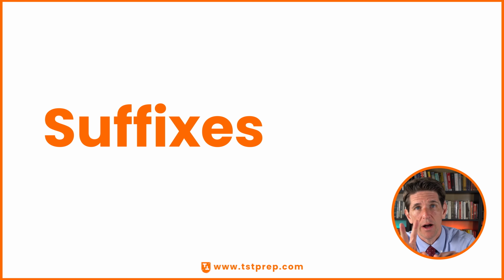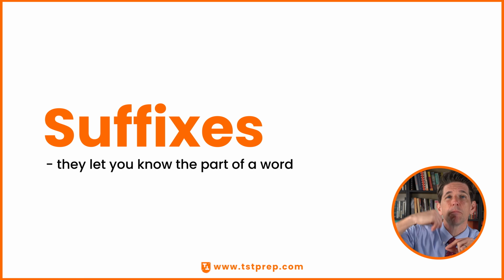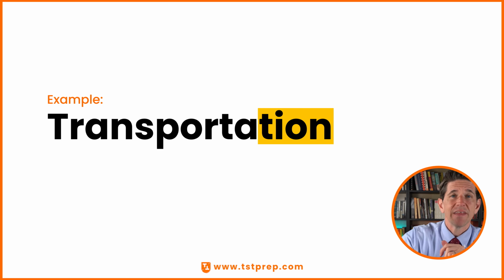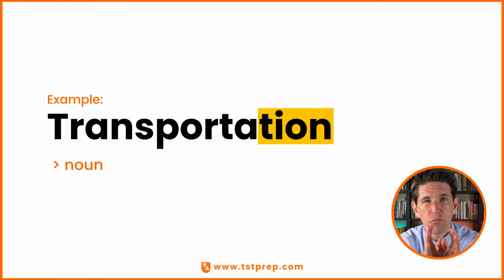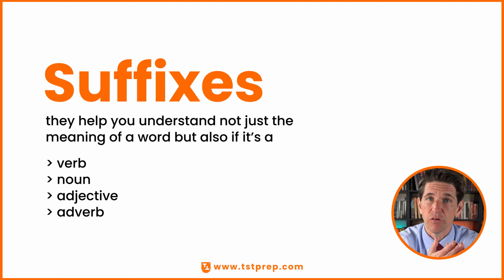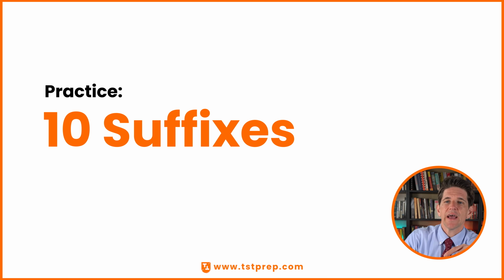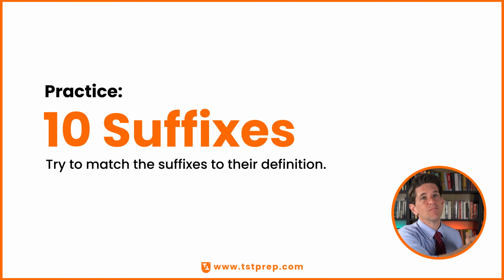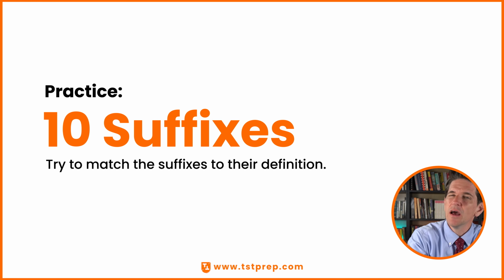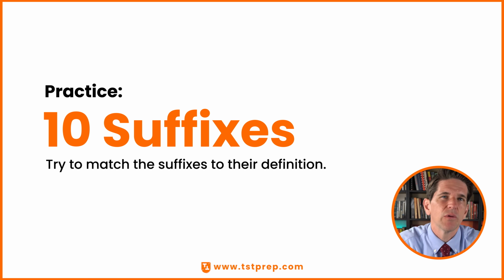So that's the second reason why suffixes are really helpful, is because they let you know the part of a word. So for example, transportation, when a word ends with tion, that's a noun usually. So that's why it's important to know suffixes. They help you understand not just the meaning of a word, but also if it's a verb or a noun or an adjective or an adverb, the part of speech. So let's look at 10 examples and 10 meanings of these. So the meanings are a little bit harder to figure out for suffixes. I wouldn't worry so much about the meaning, but more if it's a noun or verb or adjective, but we can do this anyway. So let's do this practice together. Don't worry if you find this difficult. I find it a little difficult too, but good luck, and we will talk about it in a minute.